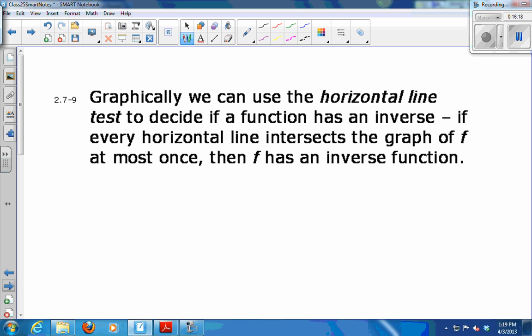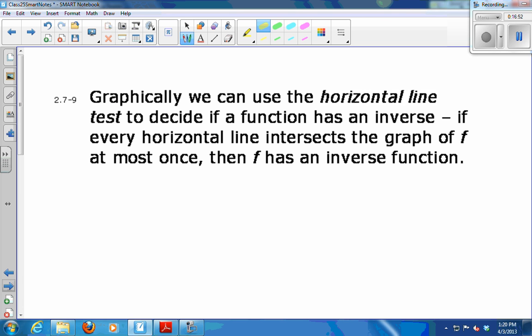So graphically, we use the horizontal line test to decide if a function has an inverse. If every horizontal line intersects the graph at most once, then it has an inverse function. We're a little bit sloppy with the phrase "does not have an inverse." Every function has an inverse. It's just that its inverse is not always a function itself.